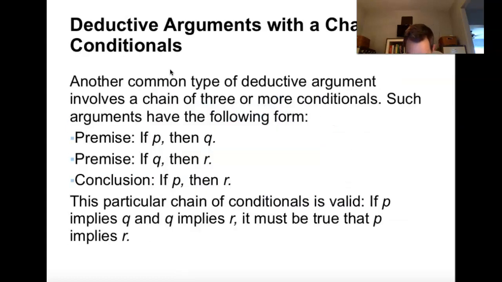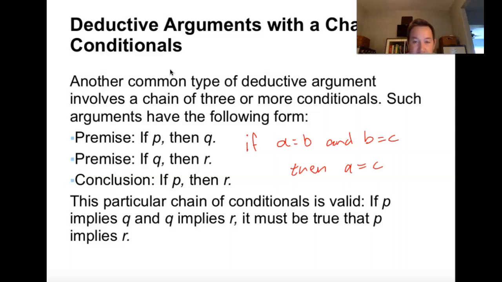Okay. So just one more thing, you can have sometimes a chain of conditionals. So it's just a longer argument, but the logic of the argument works the same way. So you can have if P then Q, if Q then R, and then you can conclude if P then R. It works almost like the transitive property, right? If A equals B and B equals C, then A equals C. So it works similar to that. You can kind of link these things together is the idea.